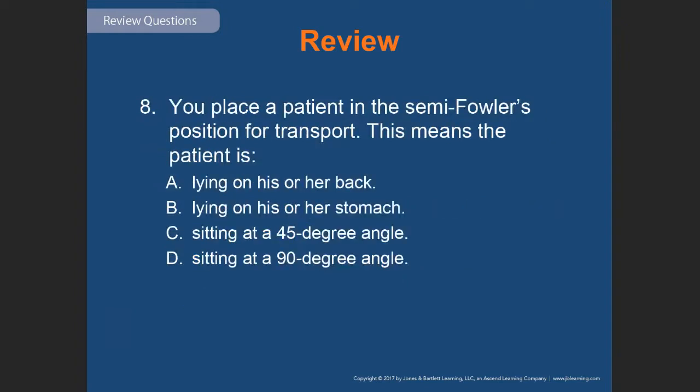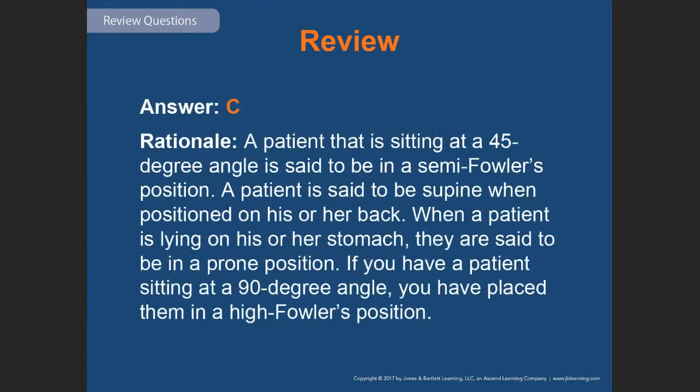All right. You place a patient in the semi-Fowler's position for transport. This means the patient is in what position? How is this patient sitting? Okay. All right, I'm seeing a lot of C's. C as in cat. That's what I'm seeing. That would be correct.